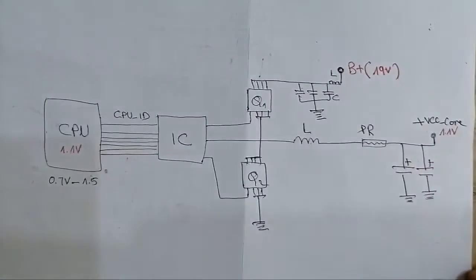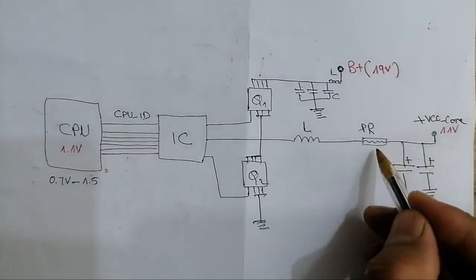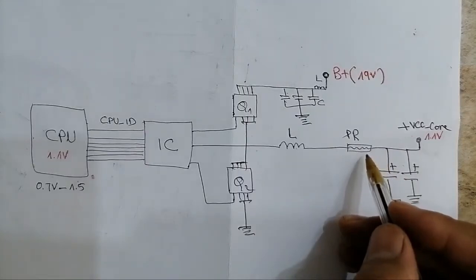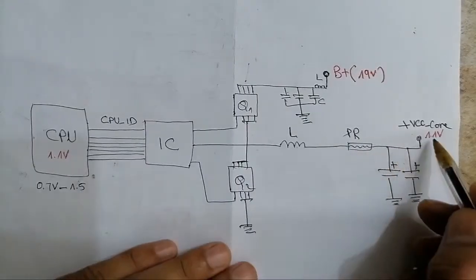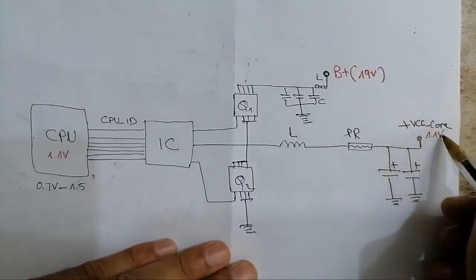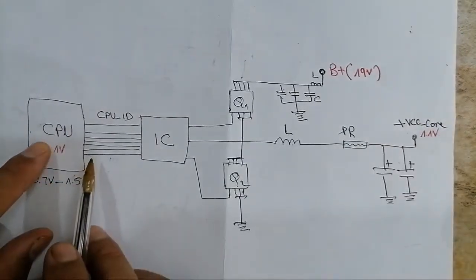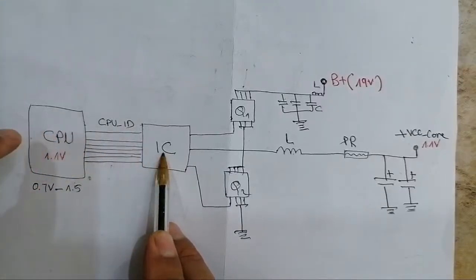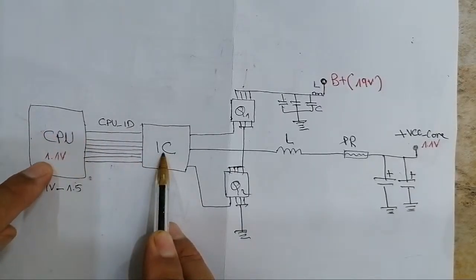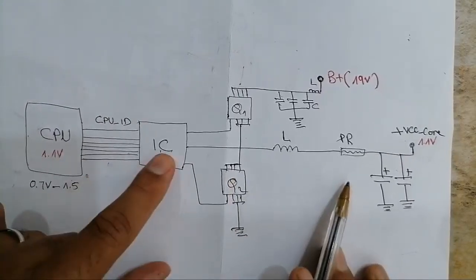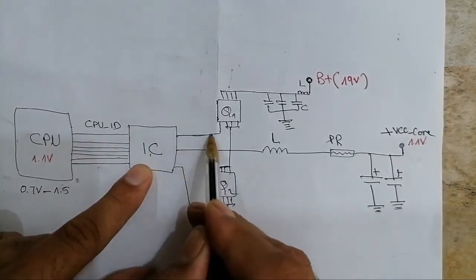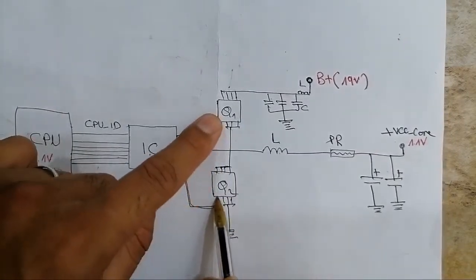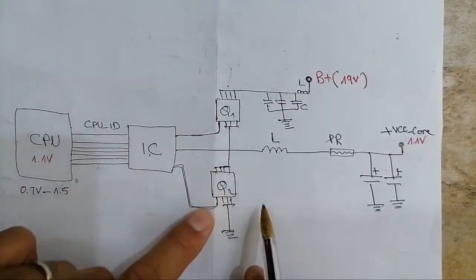This is the current sense resistor. I told you before that the role of the current sense resistor is to measure and sense the current consumed by the processor. When the CPU sends the CPU IDs, the IC knows that this CPU is fed with 1.1 volts. So the IC will start generating the control signal to these two MOSFETs, the upper MOSFET and the lower MOSFET.